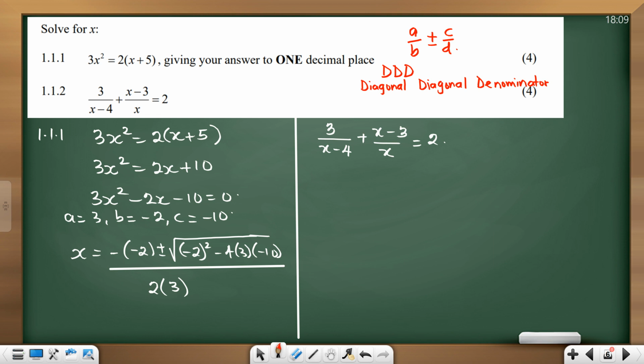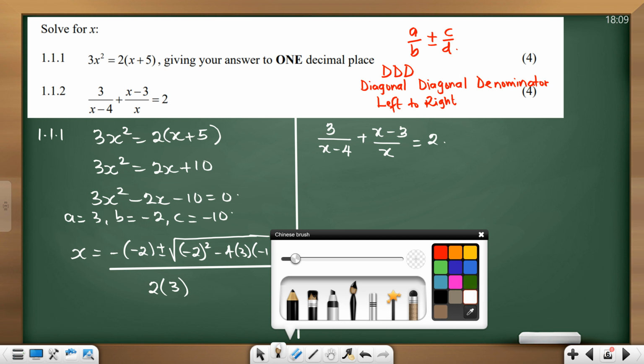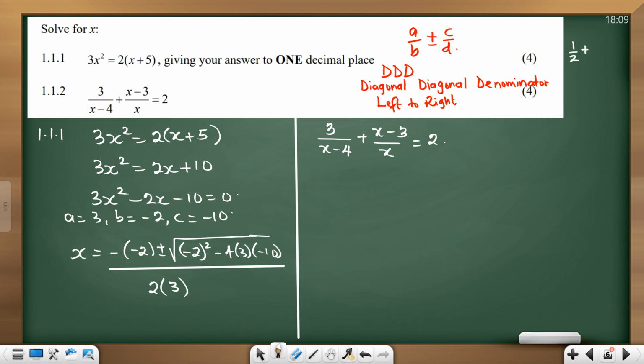Diagonal, diagonal, denominator. And you move from left to right. You can try this with numbers. If I want to try this with numbers for you, 1 over 2 plus 1 over 3. I am going to start from the top left to the right, down, diagonal. 1 times 3 would give me 3. We are adding. Then 2 times 1 would give me 2. Then multiply the denominator, 2 times 3. If you check your calculator, you'd have 5 over 6. Diagonal, diagonal, denominator. It has never failed me.